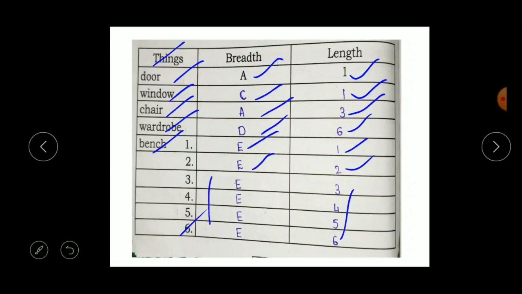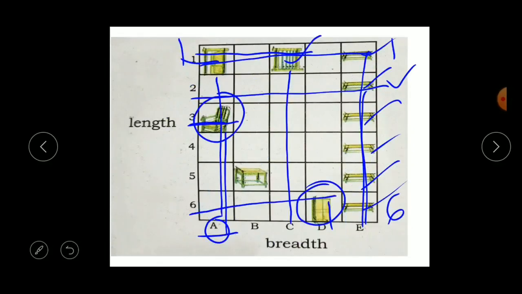Understood, children? How to draw a map for your room? So we learned how to draw a map for your room or for a classroom. In the same way, a large area can be represented on a map. The squares in the map are helpful to find out the exact location of the things. Understood, children? Okay.